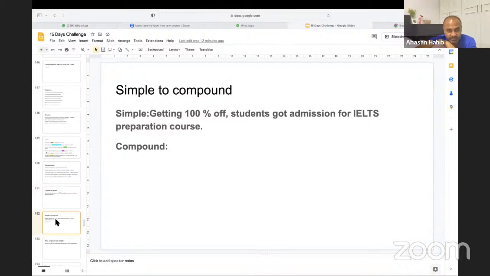Yeah, that's the simple sentence. Getting 100% off, comma, students got admission for IELTS course. So now, can you please make it compound? Very quickly. Can you remember compound means two sentences and you need to use fanboys. So I'd like to see if you can make compound sentence. Now we know this is a simple sentence. So how to make it compound?